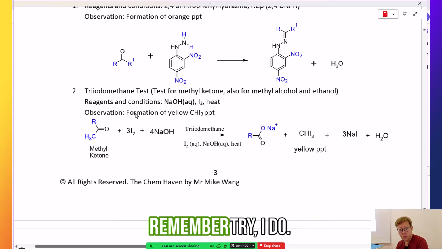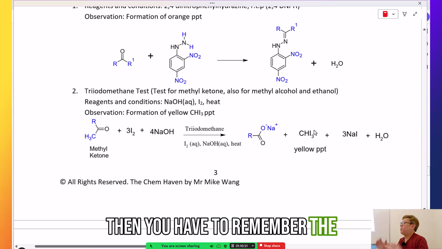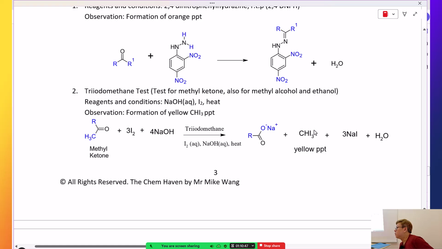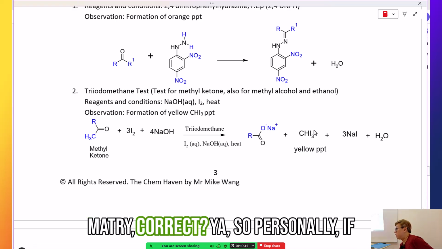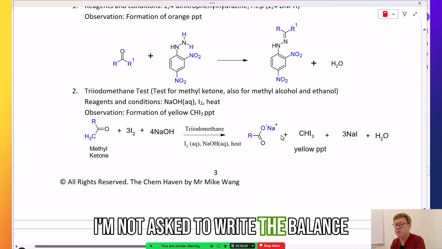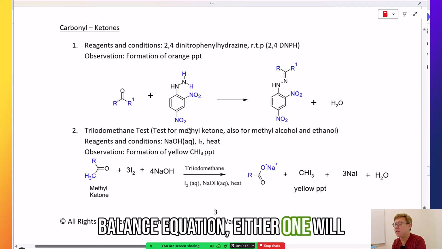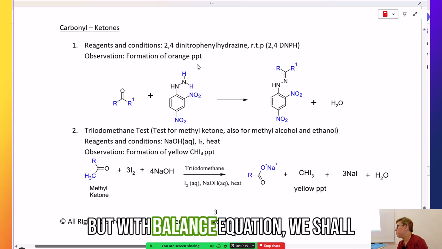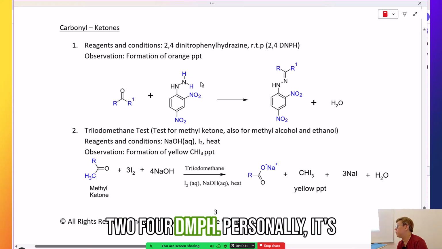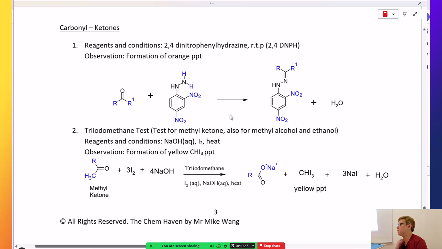Correct? But if you want to remember triiodomethane, then you have to remember the method I teach you on how to remember the stoichiometry. Personally, if you don't want the balanced equation, either one will work. But with a balanced equation, which one do you prefer to write? 2,4-DNPH. Personally, it's easier. Lesser chance of you making mistakes.